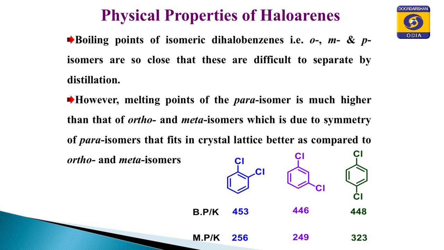So, why the melting point? If you compare the boiling points, you see that these are very close to each other, 453, 446 and 448, all almost nearly equal, whereas in case of melting point, para dichloro has a higher melting point, that is 323 Kelvin. So, why does the para isomer have the higher melting point? The reason is that the para isomer molecule has symmetry, and because of this symmetry it fits well in the crystal lattice as compared to the ortho and the meta isomers.